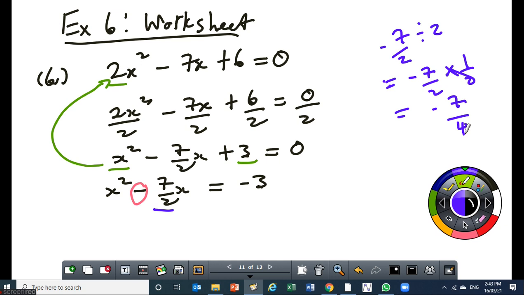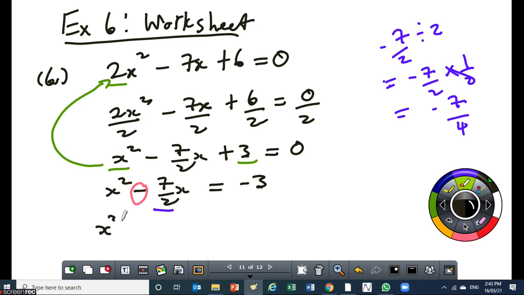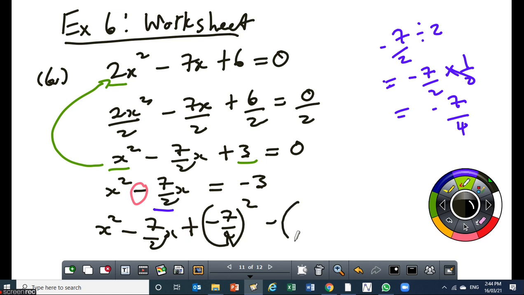So the next step would be to say x squared minus 7 over 2x plus minus 7 over 4 all squared. Right? Once I add that square of half of the coefficient of x, I need to subtract it. So I'll have minus minus 7 over 4 all squared. What is the answer here? It's a 0.